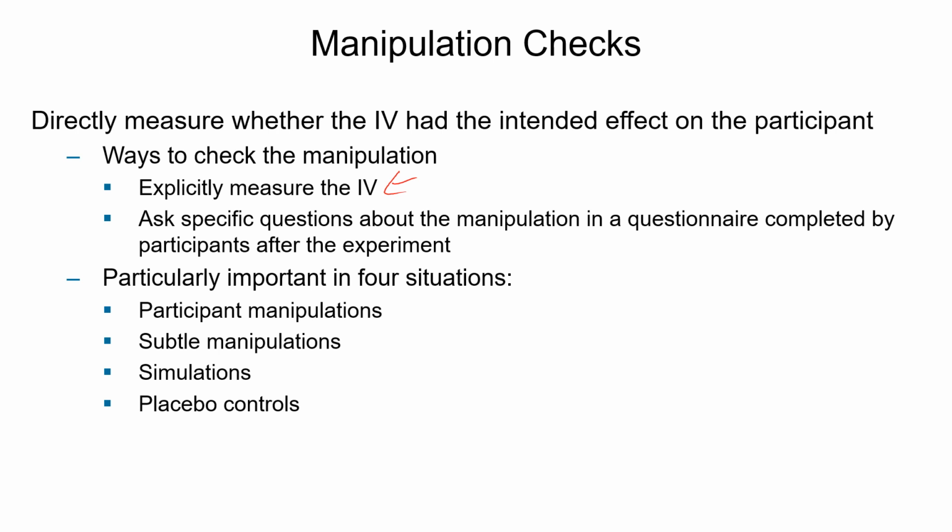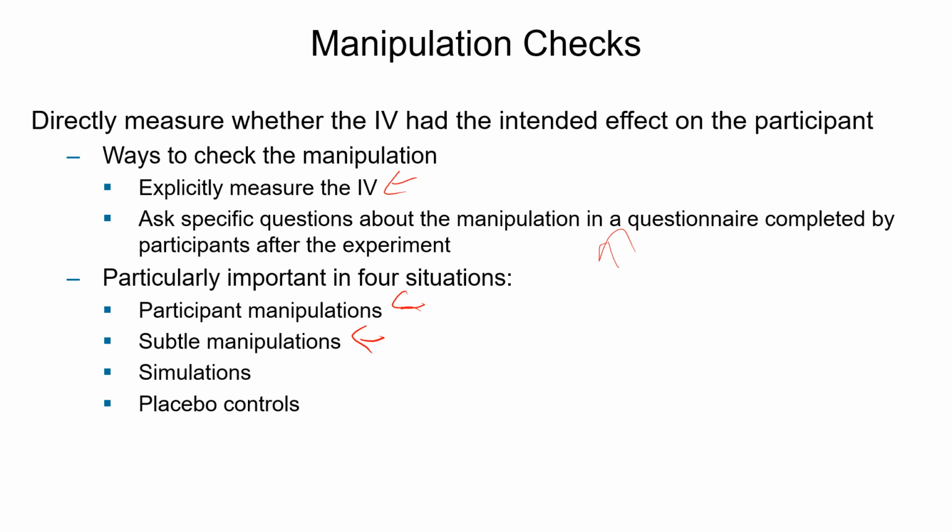because quite often our independent variable is a variable where we're deceiving the participants in some way. So if we ask participants afterwards, we can, in that case, try and find out if they could determine whether the manipulation occurred. So it's particularly important when there are participant manipulations going on, especially when there are subtle manipulations.